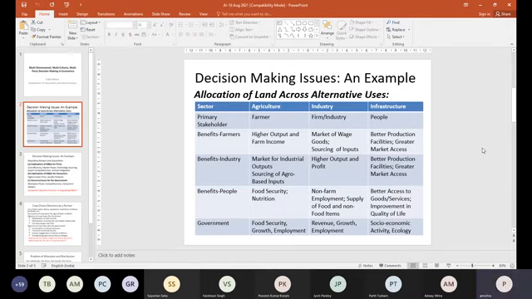I'll stop for a while and I'll take your reactions, your comments on this particular matrix before I proceed to the next example. Any comment? Any observation? Hello? Do you have any? Sir. Yes. This is Priyanka.